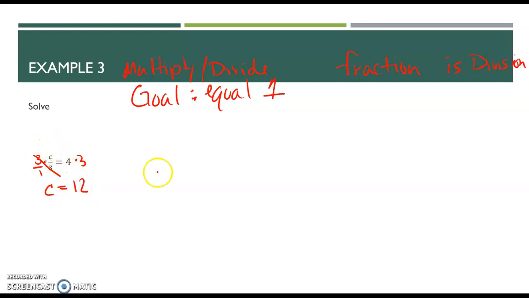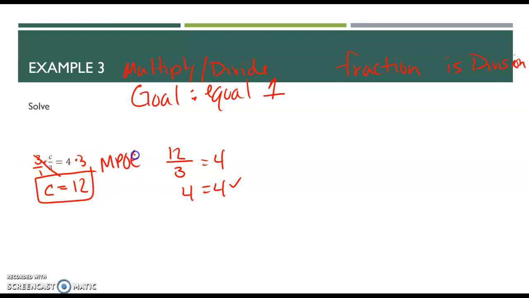And then if we think back, what I can do to check is I can say, okay, well, 12 divided by 3 should equal 4. Oh, it does equal 4. And so that's how I check. We just plug it back in using that substitution property. But our answer is c equals 12. And in order to get that, we use that multiplication property of equality to get there.